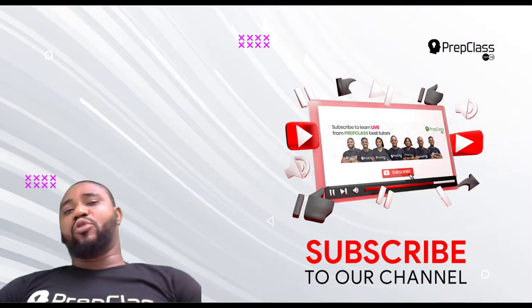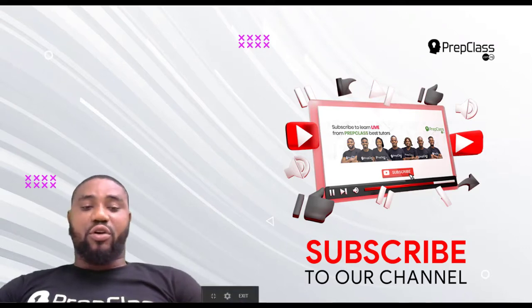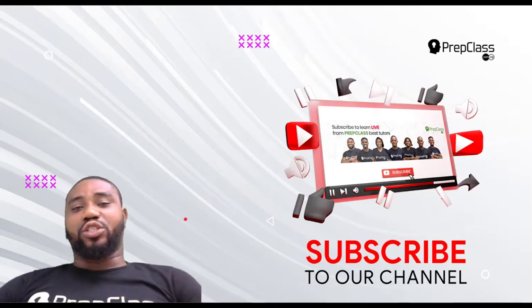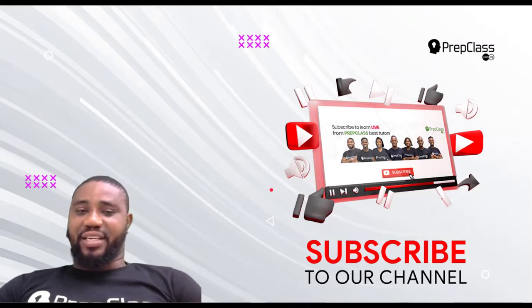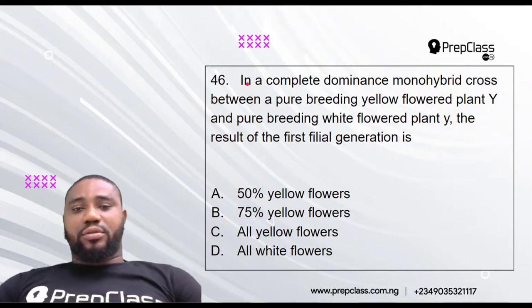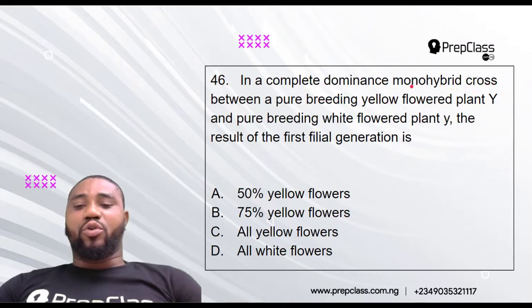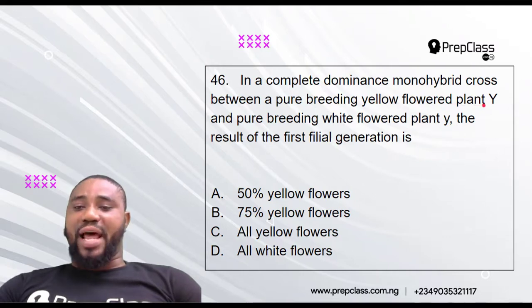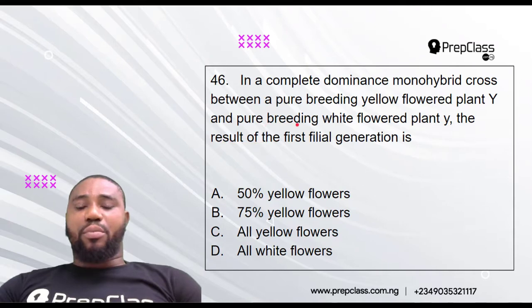So without wasting your time, I'm going to go straight to the business of today, which is to solve questions 46 to 50 of Biology WAEC 2019. Question 46 says, in a complete dominance monohybrid cross, between a pure breeding yellow flower plant Y and a pure breeding white flower plant small letter y, the result of the first filial generation is.